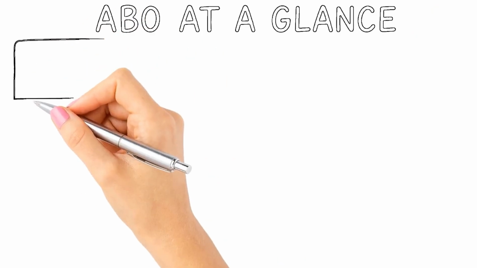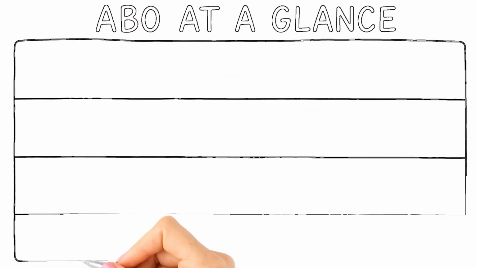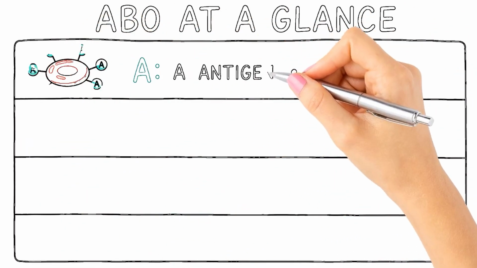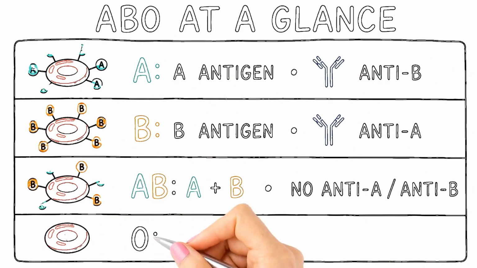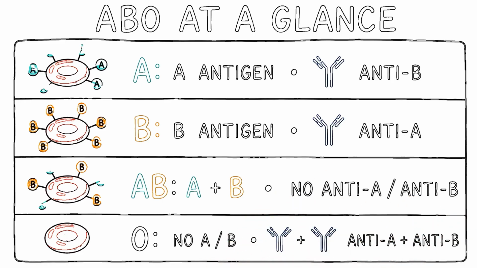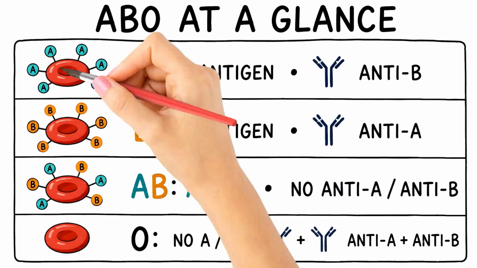Here is the ABO pattern at a glance. A has A antigen and anti-B. B has B antigen and anti-A. AB has both antigens and neither antibody. O has neither antigen and both antibodies.